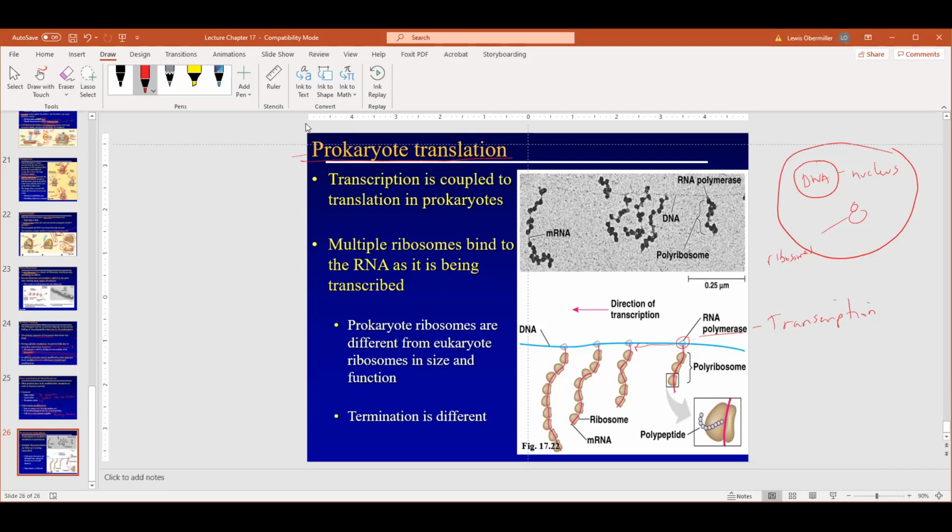Once that RNA is made, the ribosome can jump on that RNA. So this is translation. And in prokaryotes, translation can start before transcription has even ended. There are ribosomes on here before this polymerase has reached the end of the transcript. So prokaryotes can respond to their environment faster because their ribosomes and DNA are in the exact same place.